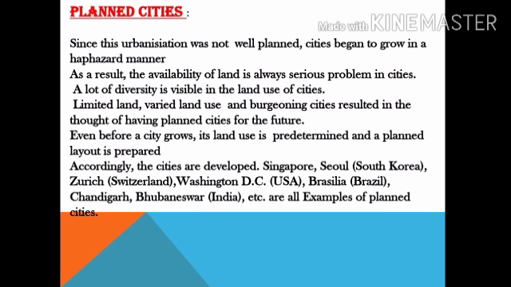Limited land, various land use and burgeoning cities resulted in the thought of having planned cities for the future. Burgeoning cities means too much population has increased in the cities. So now a thought has come that we should have a planned city. Even before a city grows, its land use is predetermined and a planned layout is prepared. Accordingly, the cities are developed. Singapore, Seoul in South Korea, Zurich in Switzerland, Washington DC in USA, Brasilia in Brazil are examples of planned cities.